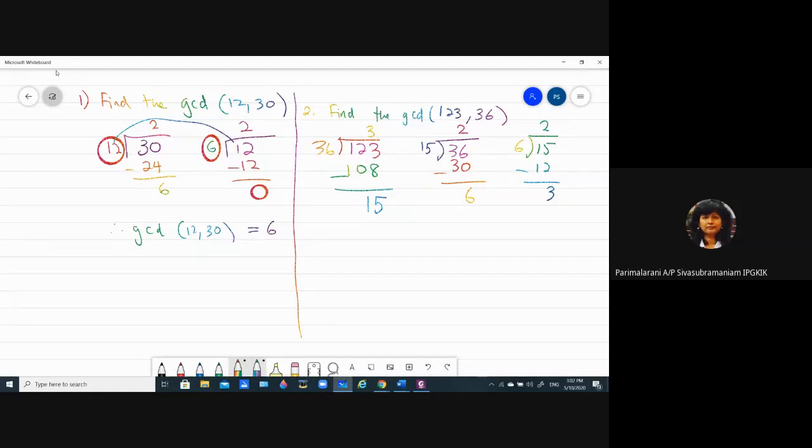So we still continue with the division. So 3 goes outside, 6 goes inside. 3 times 2 is 6. 6 minus 6 is 0. So we have reached 0. We can stop dividing. The last divisor is 3. That is your answer. So GCD of 123 and 36 is 3. That means this is the greatest common divisor for both of these. 3 only. Can you understand that?